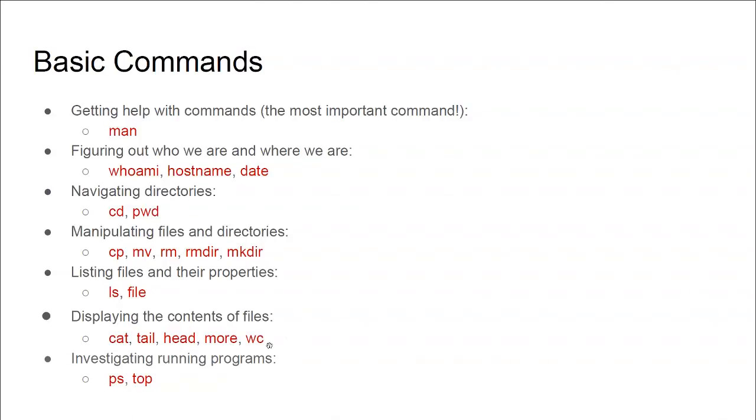And finally, wc is the word count command. So if you want to count up the number of words, lines, or characters in a file, you can use the word count command to do that. And then you can investigate your running programs using the ps command. That will show you a list of processes, and top, which has an interactive frame that sits in your terminal and shows you all the running processes.